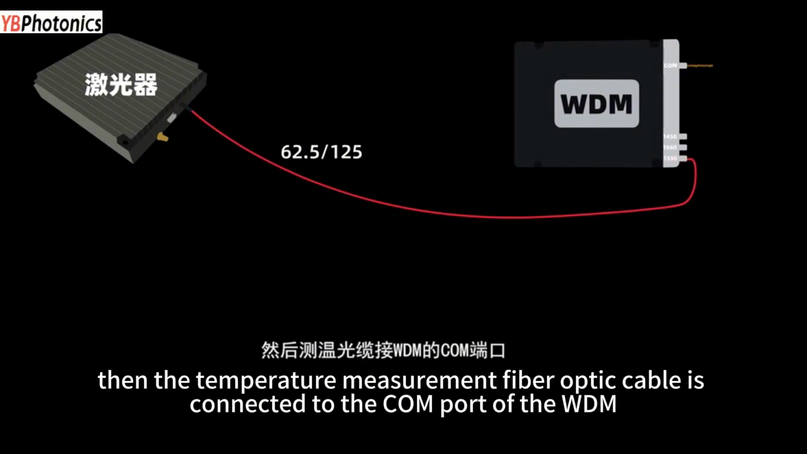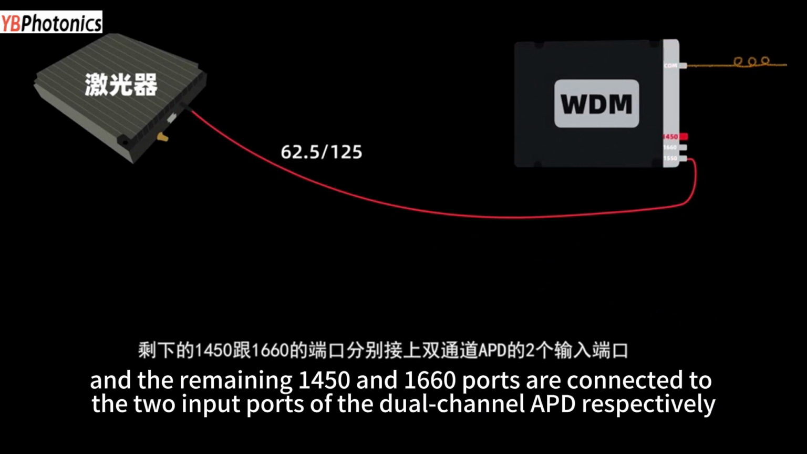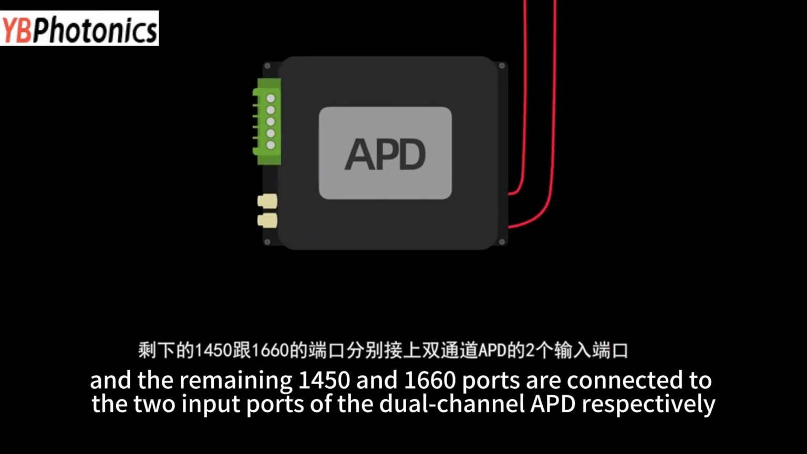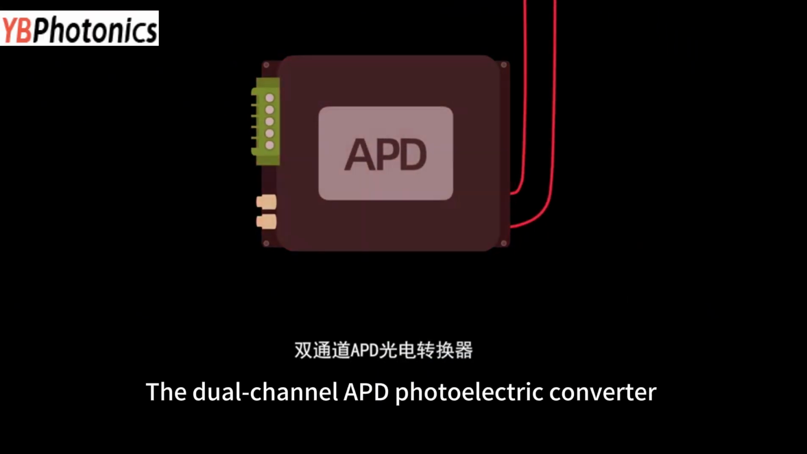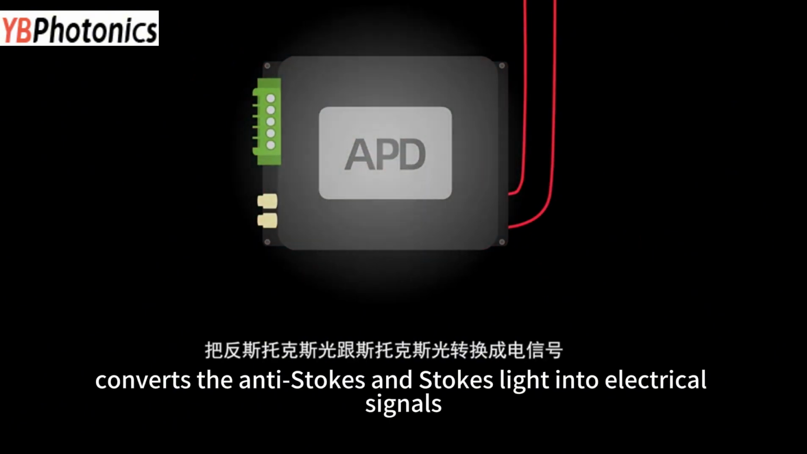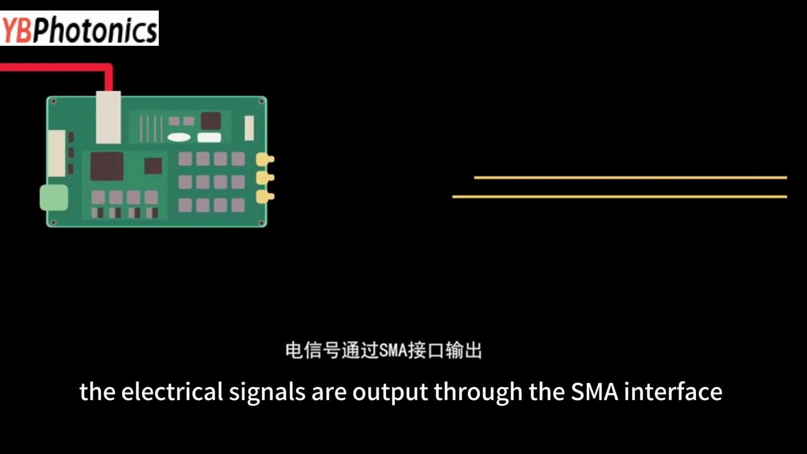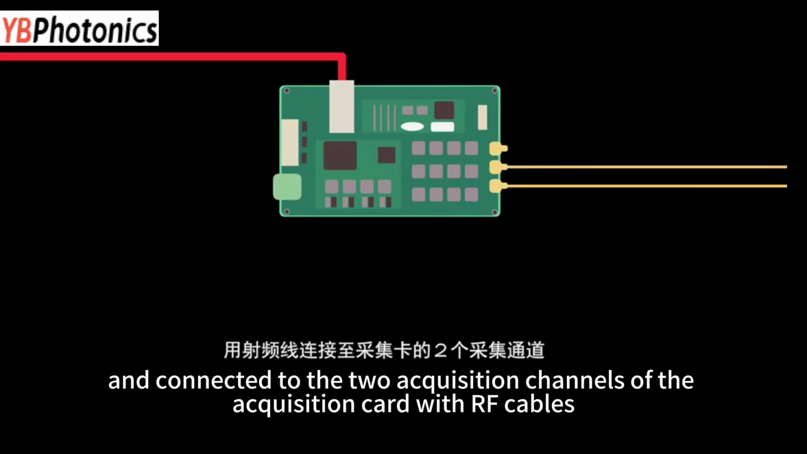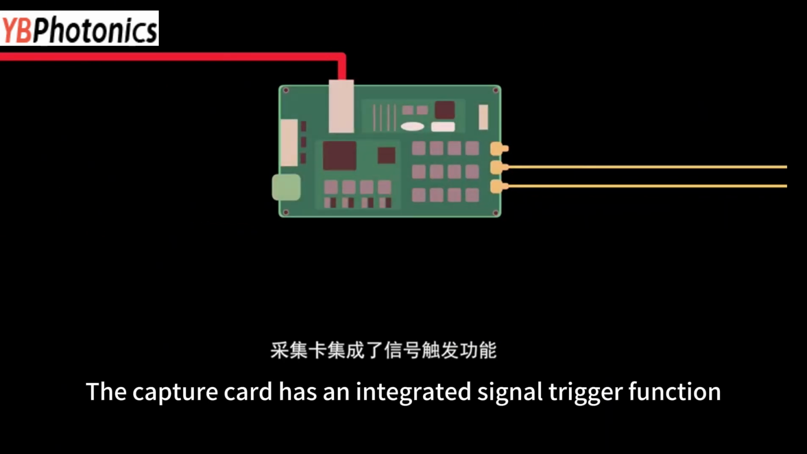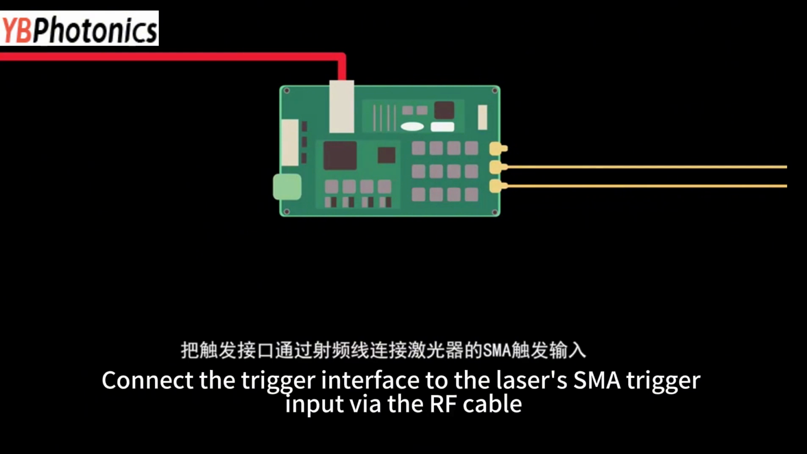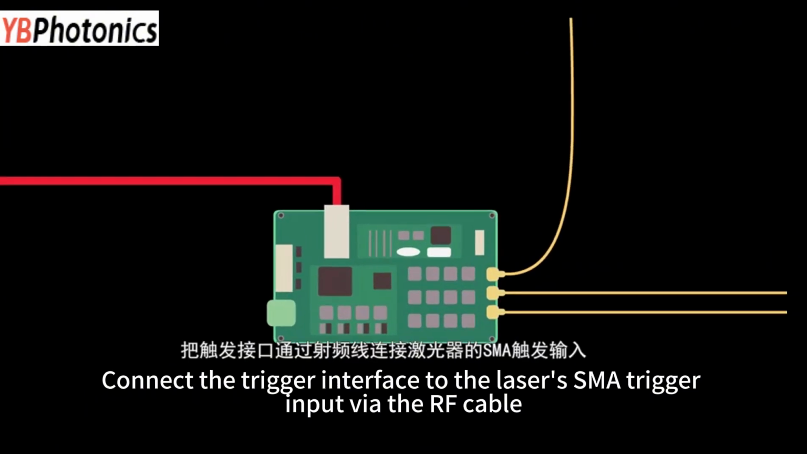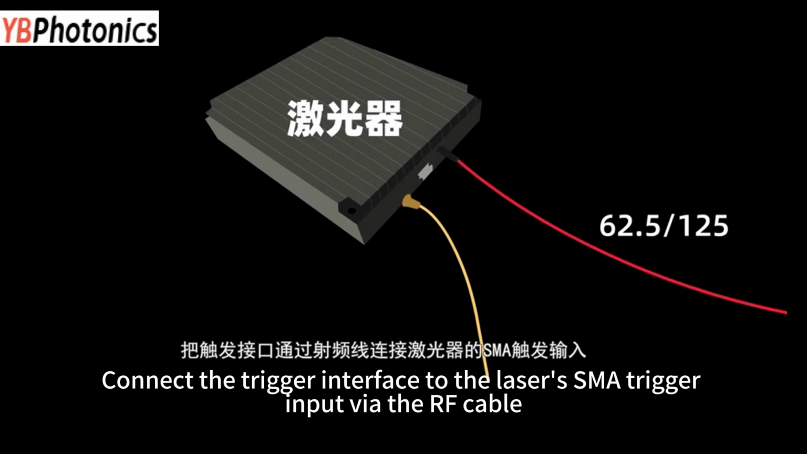Then the temperature measurement fiber optic cable is connected to the COM port of the WDM, and the remaining 1450 and 1660 ports are connected to the two input ports of the dual-channel APD respectively. The dual-channel APD photoelectric converter converts the anti-Stokes and Stokes light into electrical signals. The electrical signals are output through the SMA interface and connected to the two acquisition channels of the acquisition card with RF cables. The capture card has an integrated signal trigger function. Connect the trigger interface to the laser's SMA trigger input via the RF cable.